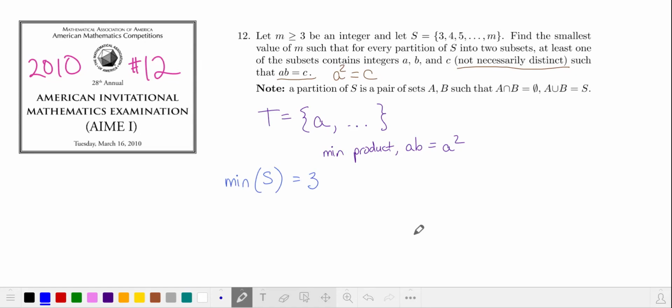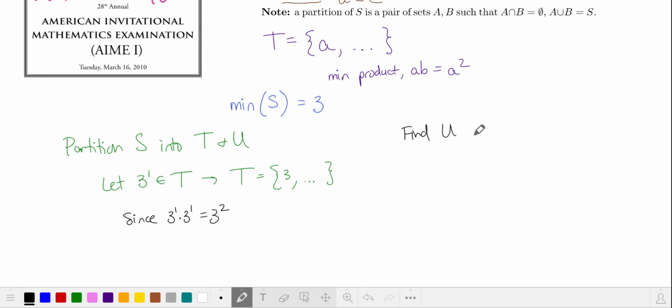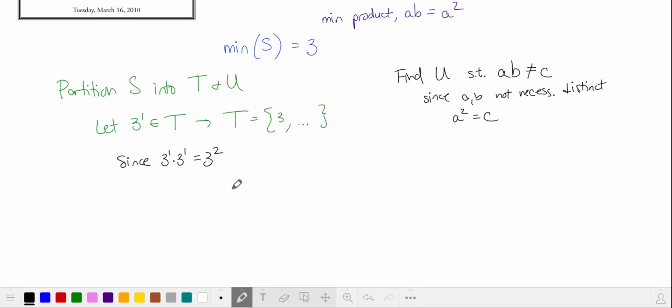So let's see what happens when we allocate S to these two subsets. We're going to partition our set S into two subsets, T and U. And we'll start with our minimum element, which is 3, and we'll put 3 into set T. The minimum product in T is going to be 3 squared. Let's find our second set U such that the product of any two elements in a set is not also going to be in that set. And since A and B are not necessarily distinct, this includes A squared, which cannot also be in the set. And we'll see how large S can be.